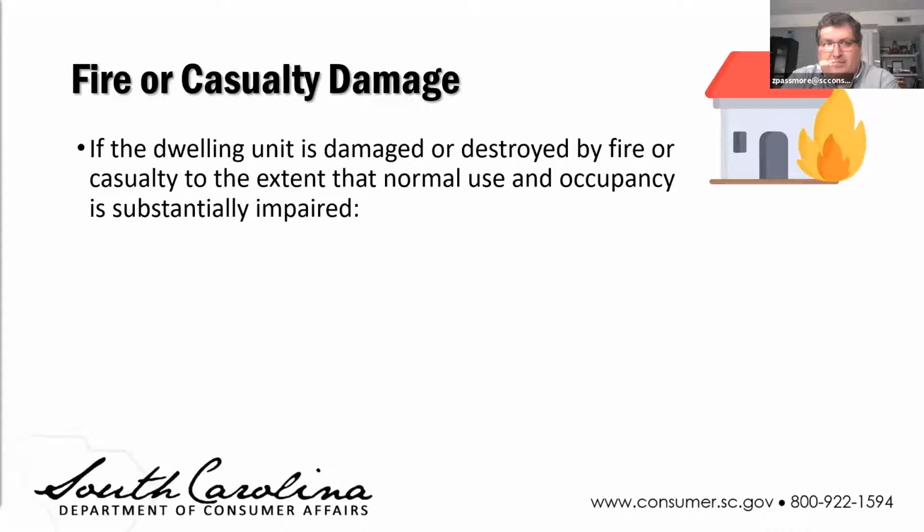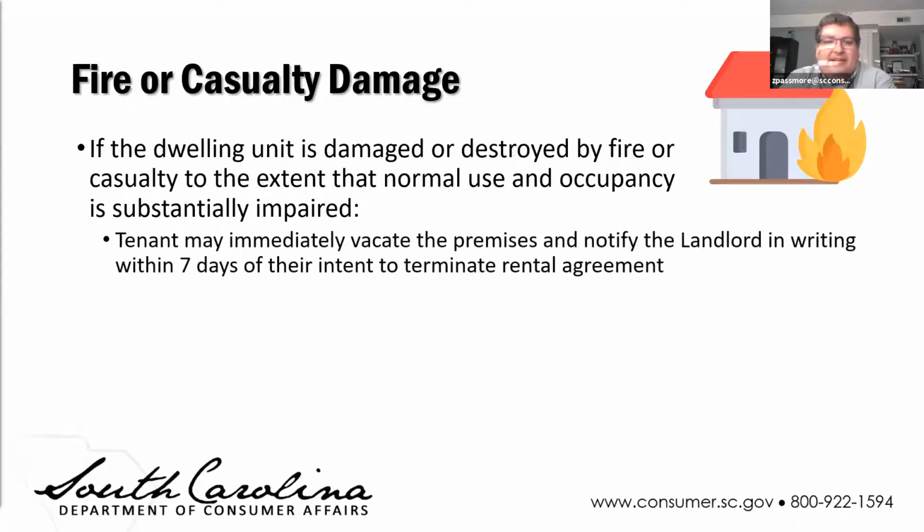So what happens when there's fire or any other kind of casualty damage to a property? Well, if the dwelling unit is damaged or destroyed by fire or casualty to the extent that normal use and occupancy is substantially impaired, the tenant may immediately vacate the premises and notify the landlord in writing within 7 days of their intent to terminate the rental agreement. So tenant has a week to put in writing that they intend to cancel the lease.